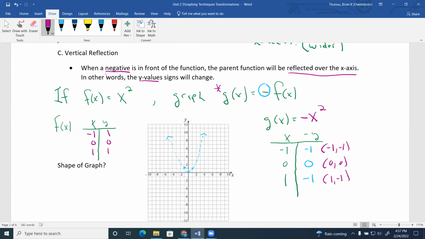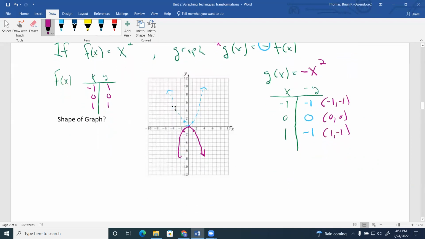So when I graph those points, -1, -1, 0, 0, and 1, -1, notice how the graph was opening above the x-axis. Now it's going to be flipped over the x-axis, or reflected over the x-axis. And this is now going to be my new graph, it's going to now be opening in a downward direction. So I have that parabola graphed. That would be called a vertical reflection in the parent function.